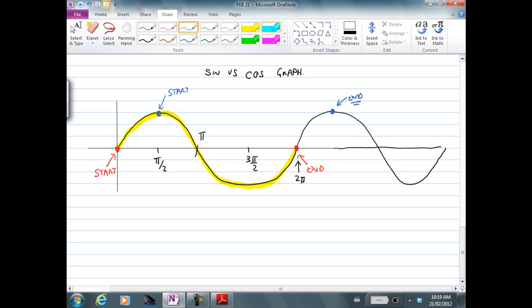And I'm going to highlight this as a different color so you can see. I'm going to do blue. See, this is a cos graph. Right there. That's a cos graph right there. So I'm going to write this down.